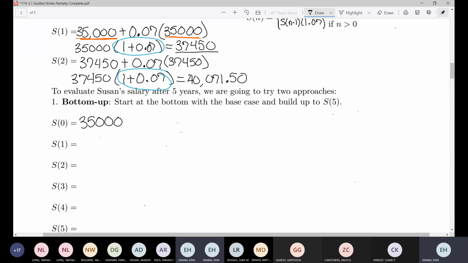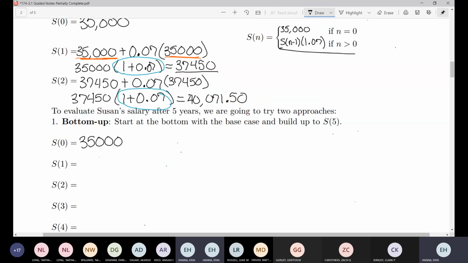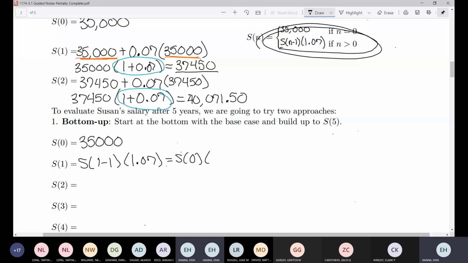And then I want to write this out in a bit of formality, if you will. So I'm going to use this notation of the function that we just created. So I would want S of 1 minus 1 times 1.07. So S of 0 times 1.07. So that 35,000 times 1.07. Which again, we've technically already found, but I just wrote it out in a little bit more generality with these pieces in here.